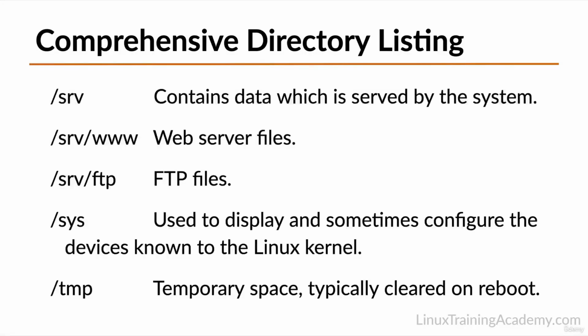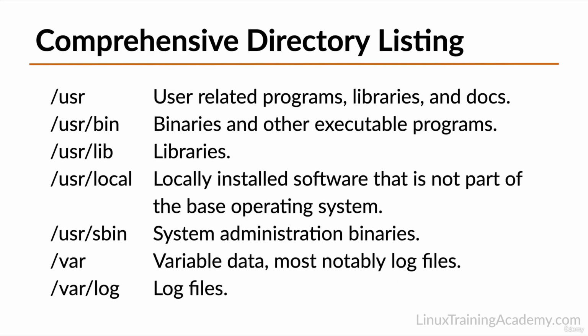Some Linux distributions use /srv as a location to store data served by the Linux server. For instance, web files could be in /srv/www, and if it's an FTP server, then the files might be located in /srv/ftp. As I mentioned earlier, the /usr directory will have a directory structure of its own. Here are some common things you'll find there. For example, /usr/bin for binaries, /usr/lib for libraries, and /usr/local for software that's not installed as part of the base operating system.